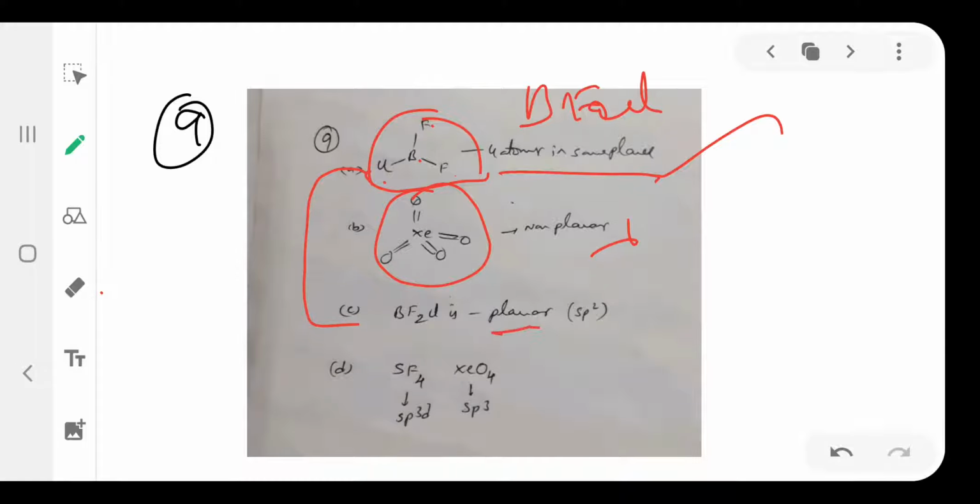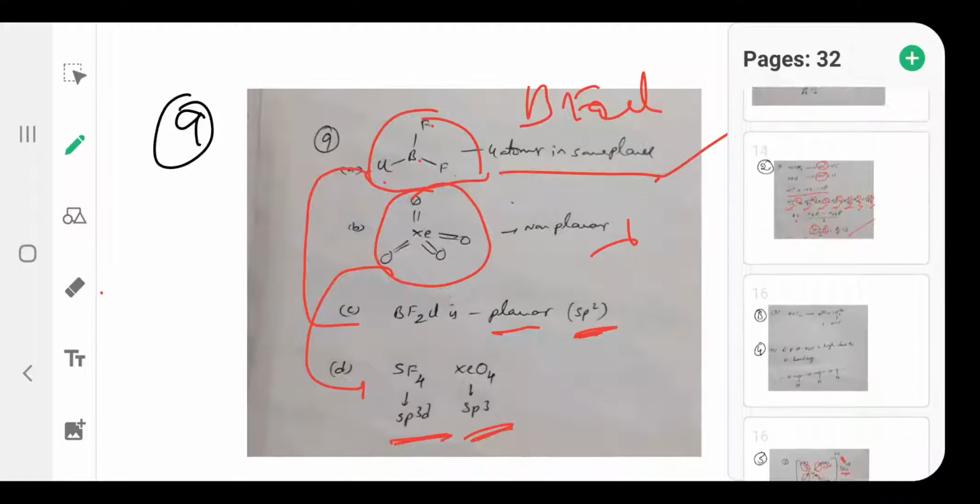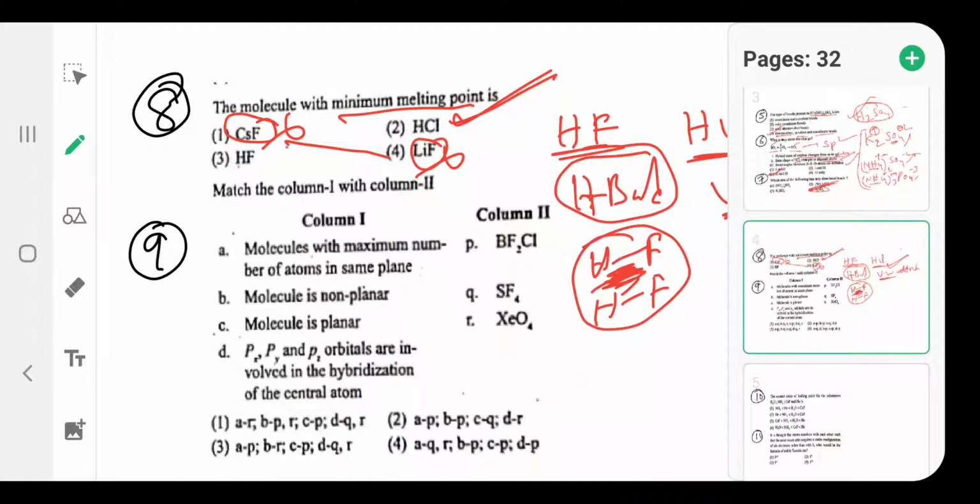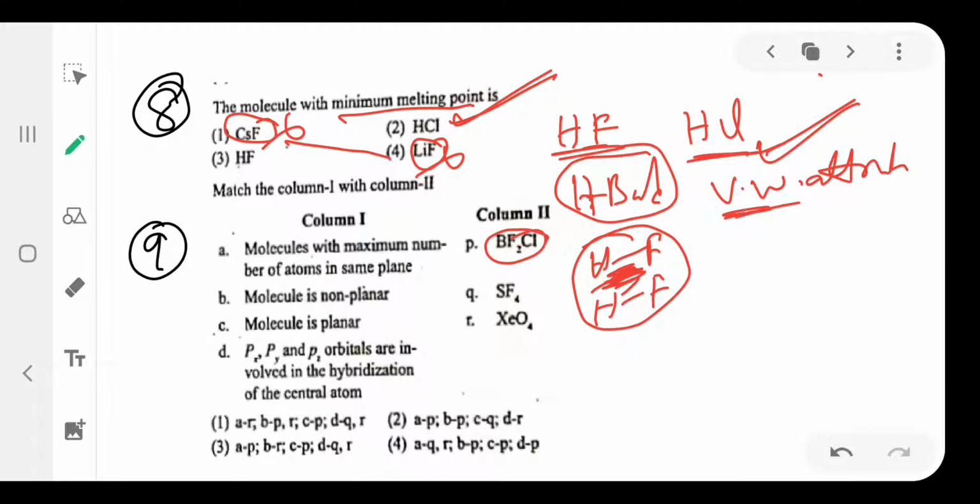Next, BF2Cl means the same compound. It is planar due to sp2 hybridization. XeO4 is sp3 hybridization. SF4 is sp3d hybridization. Question number 9: the molecule with the maximum number of atoms in the same plane. It contains 4 atoms in the same plane. These two are not planar structures. So 4 atoms in the same plane. The molecule with the maximum number of atoms in the same plane is P.